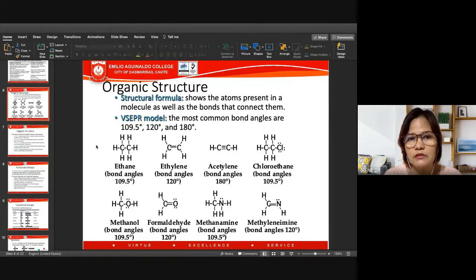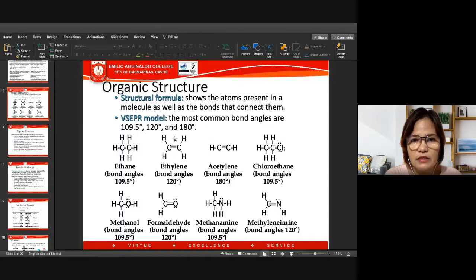Okay. So we have here the VSEPR model. Okay. So ano ibig sabihin nun? Meron silang sinusunod na bond angles. So these are the bond angles. We have 109.5, 120, and 180 degrees. So pag walang double bond, okay, tetrahedral ang carbon, the bond angle is 109.5. Now, pag nag-bond ang carbon with another carbon and it's a double bond, the bond angle is 120 degrees.